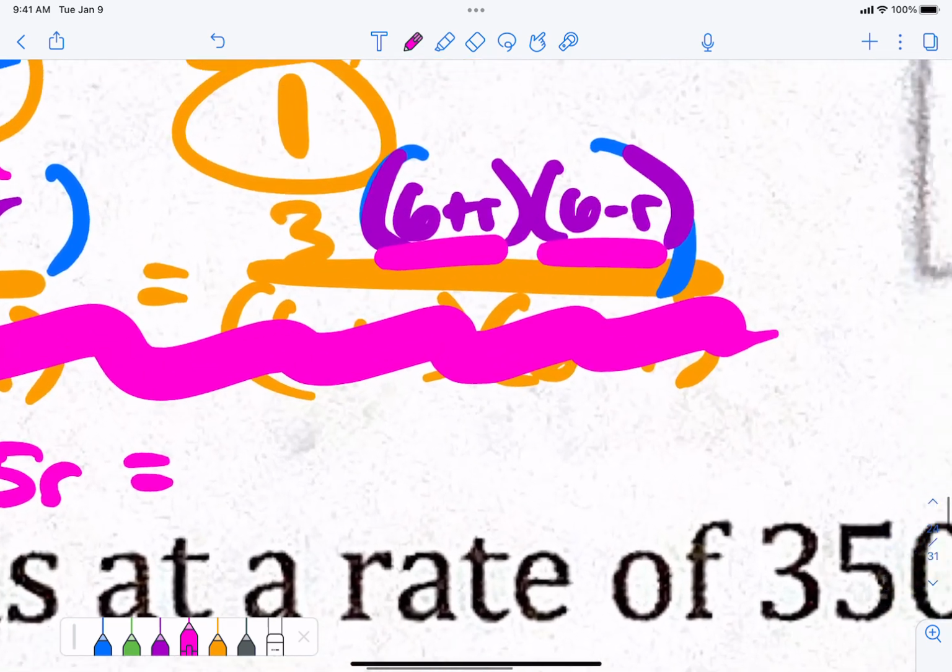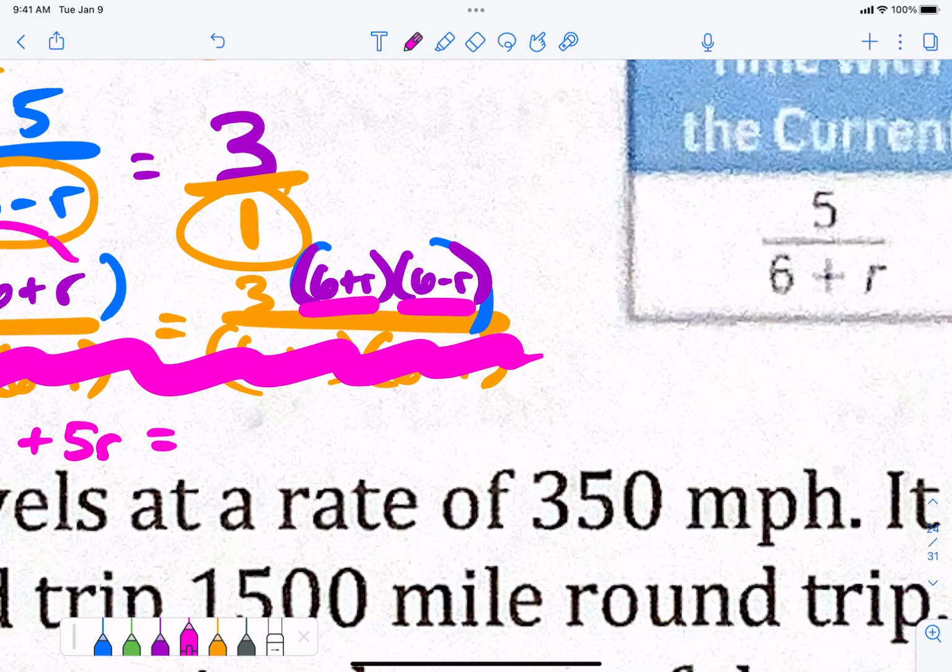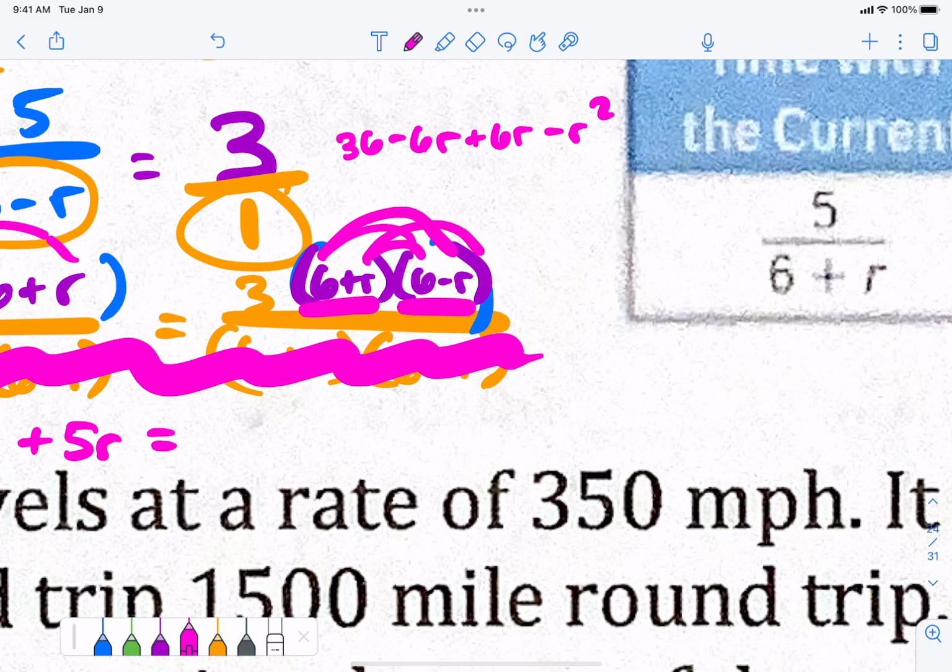All right, so we have to FOIL 6 plus r, 6 minus r. What's 6 times 6? 36. 6 times minus r is minus 6r. R times 6 is plus 6r. And what's positive r times negative r? Negative r squared. Got it? That's my FOIL. The really nice thing is that the middle part crosses off. So I have 36 minus r squared.